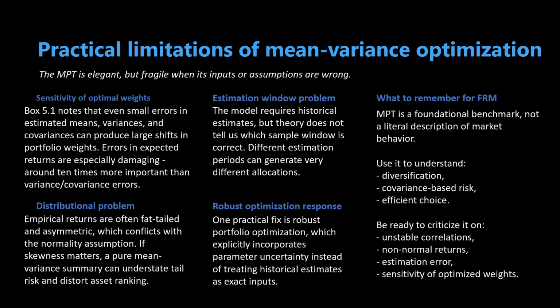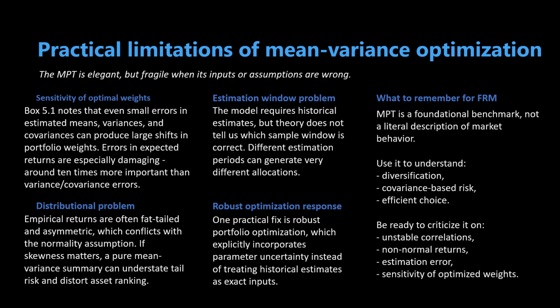And errors in expected returns are particularly damaging. The literature suggests that they are roughly 10 times more important than variance and covariance errors. Garbage in, garbage out: a beautifully optimized portfolio built on inaccurate inputs can be dangerously misleading.